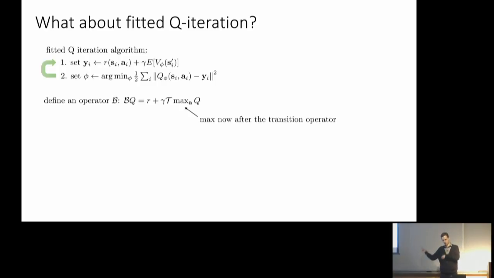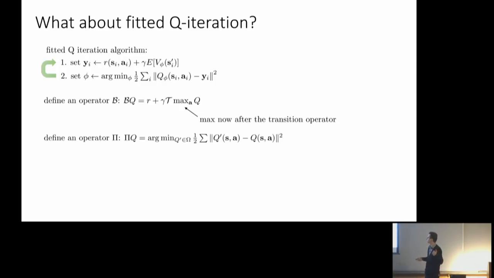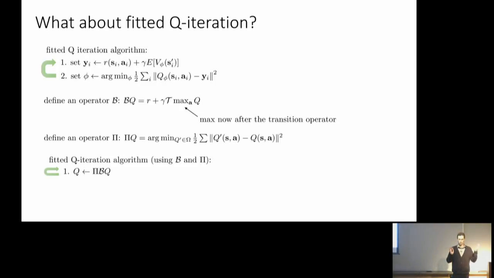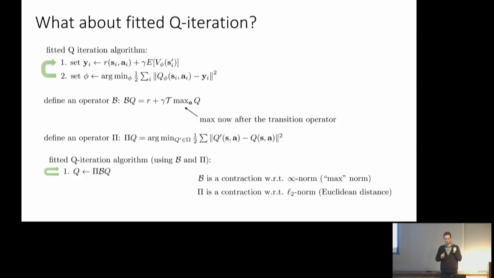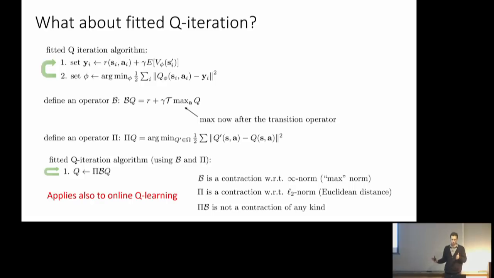So the max is now after the transition operator rather than before. We can define the same projection operator for fitted Q iteration. The projection operator just finds a hypothesis Q prime in the set of omega that is close to some target Q. And we can define our fitted Q iteration algorithm just like before. Q becomes pi BQ. It's just the operators are a little different. And we can actually show all the same properties if we wanted to. We could show that the Bellman backup for Q's is also a contraction with respect to the infinity norm. Pi is still a contraction in the L2 norm, and their composition is still not a contraction of any kind. And this applies to online Q learning, batch Q learning, and so on.